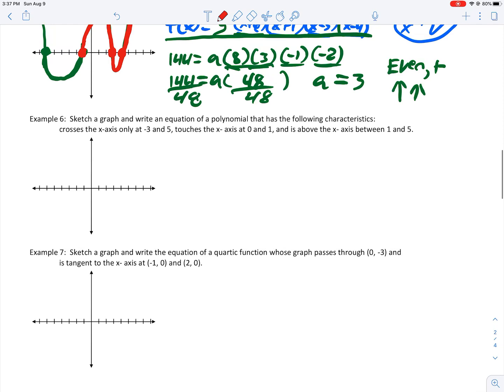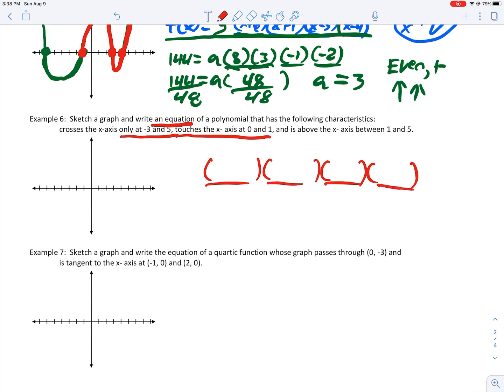Okay, example 6. Sketch a graph and write any equation. An equation. Right, an equation. We know that it crosses only at -3 and 5, touches at 0 and 1. That means bounces. So those factors are going to occur twice. There's 4 x-intercepts. So there's 4 grouping symbols. And it is above the x-axis between 1 and 5.